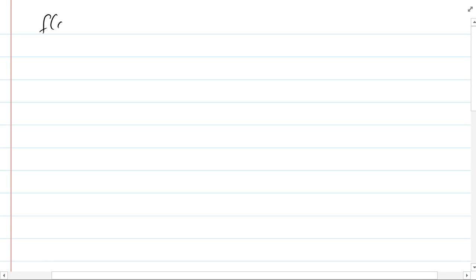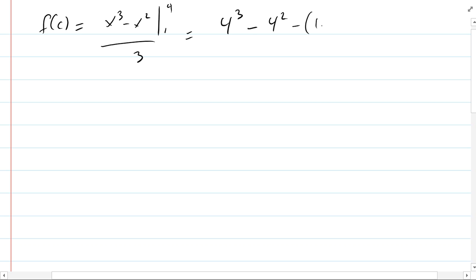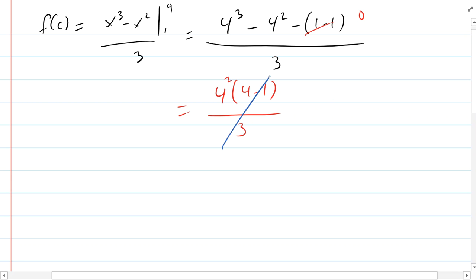So we now have f of c is equal to, I'm going to rewrite what I had, x cubed evaluated from 1 to 4 over 3. That means it is 4 cubed minus 4 squared, right? Minus 1, agreed? The 1 minus 1 is just 0, yes? That goes to 0. Okay, for the 4, can I pull a 4 squared out of both of those? Will you agree? And then, does that mean I have 4 minus 1 left over, all over 3? And look what cancels out.